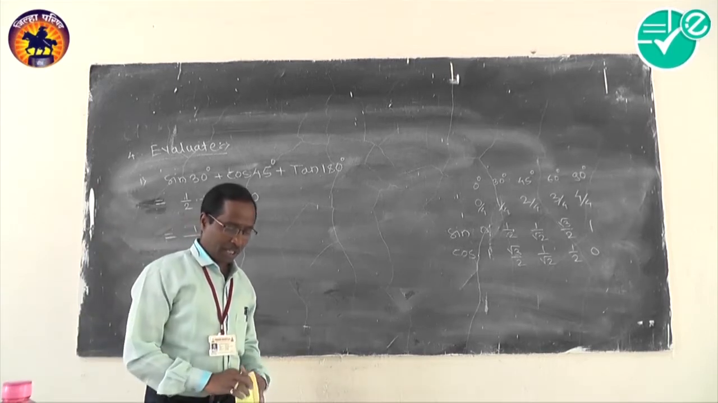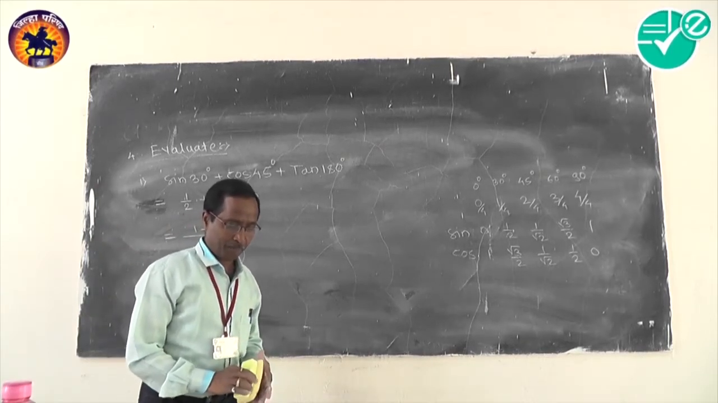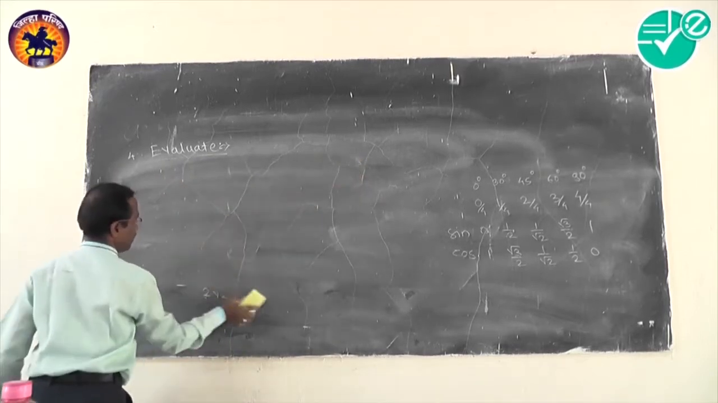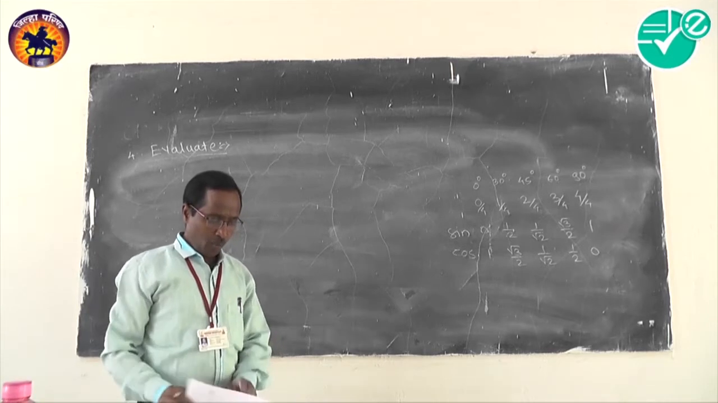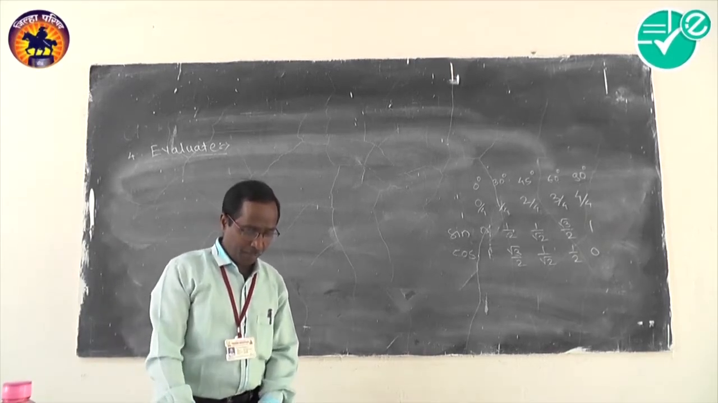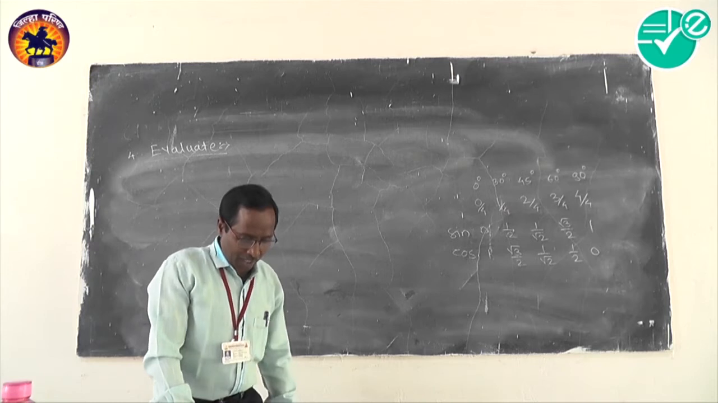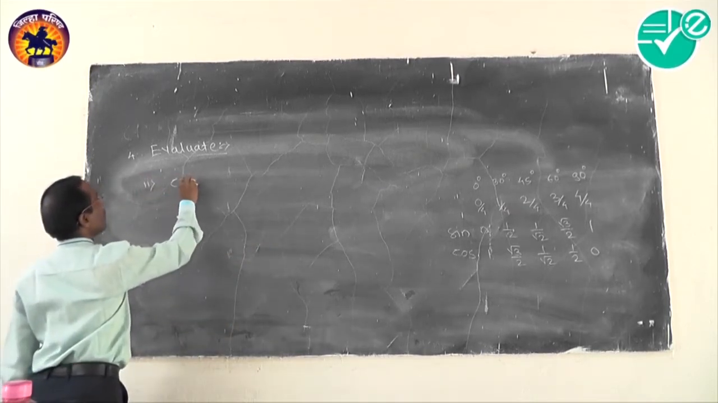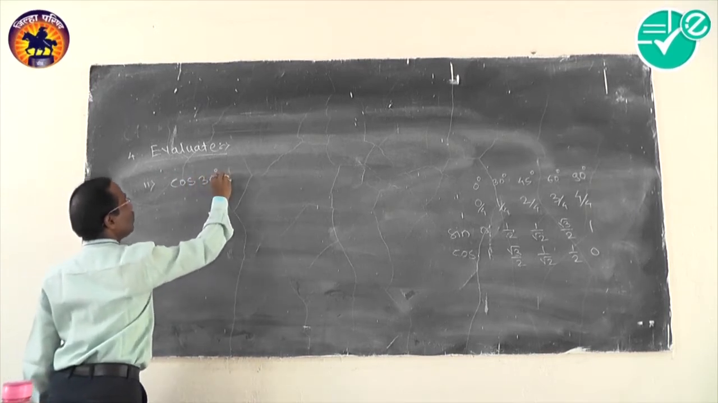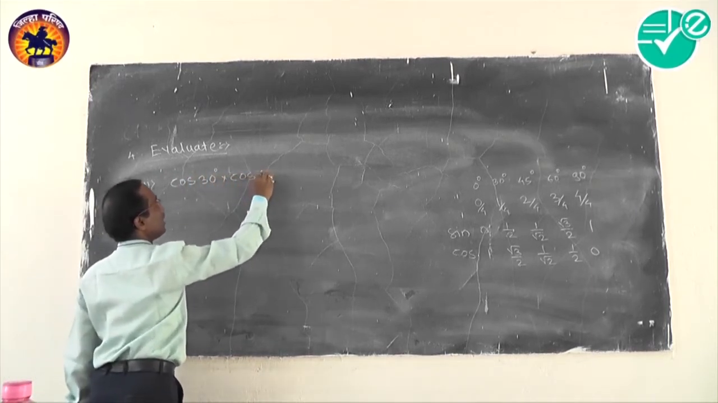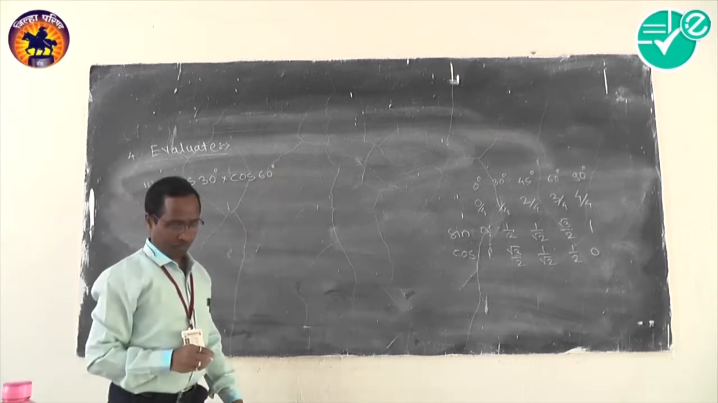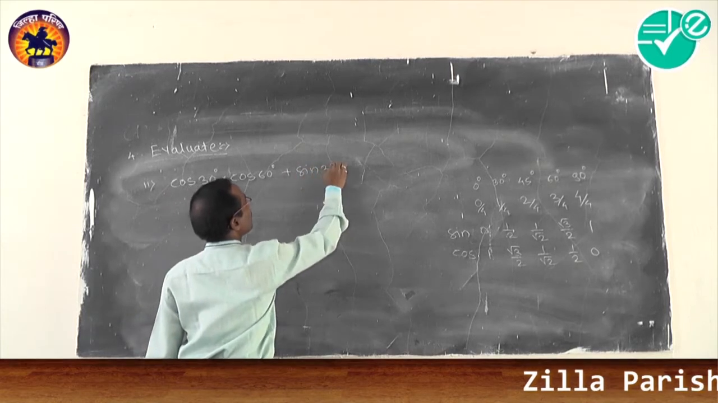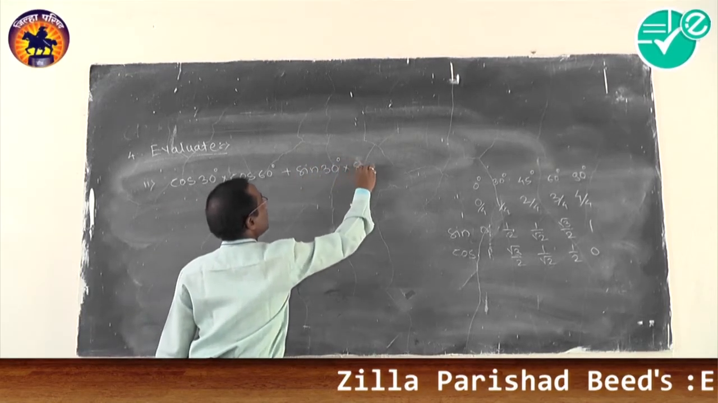Now we are going to take the next example, the second example. That is cos 30 degree into cos 60 degree plus sin 30 degree into sin 60 degree.